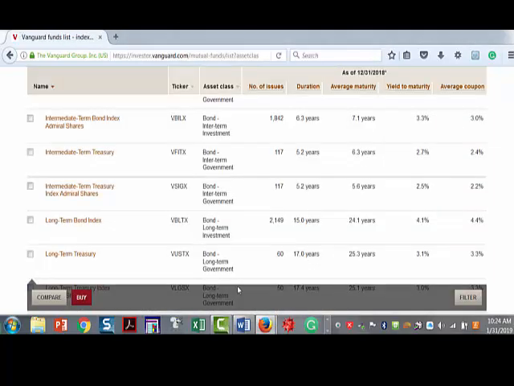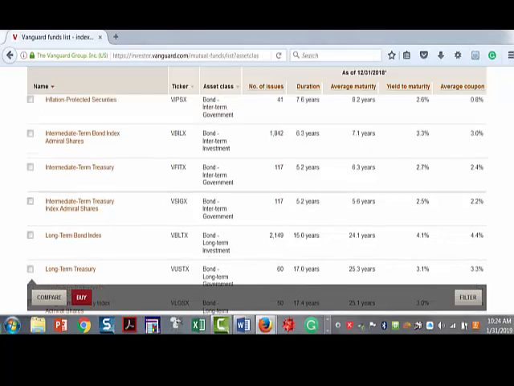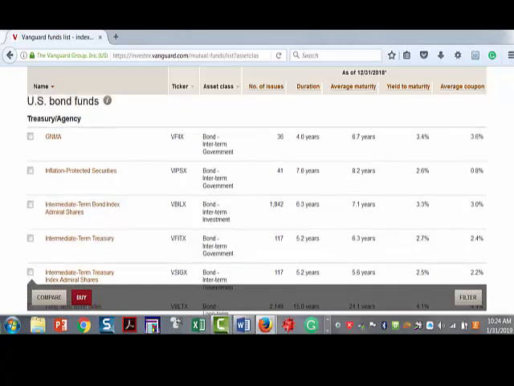So if you go to another page on Vanguard's website, you can look at U.S. bond funds, and you can see the asset class, the type of securities they're investing in, the number of bonds that are in these funds, the duration of each fund, the average maturity, the yield to maturity, and the average coupon. Now, one of the tricky things about this is, they say duration. So which is it, Macaulay duration or modified duration? Turns out that this is modified duration. So it's easy to calculate, on a 100 basis point basis, the effect of a 100 basis point change in interest rates.